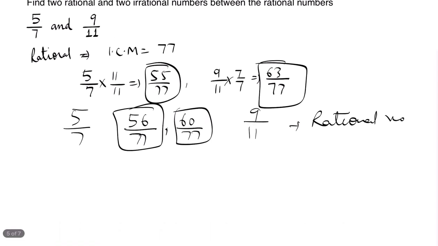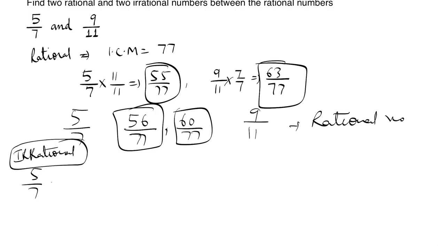For irrational numbers, we can write 5/7 as 0.714285, which is repeating, and 9/11 as 0.8181, where 81 is repeating again and again.